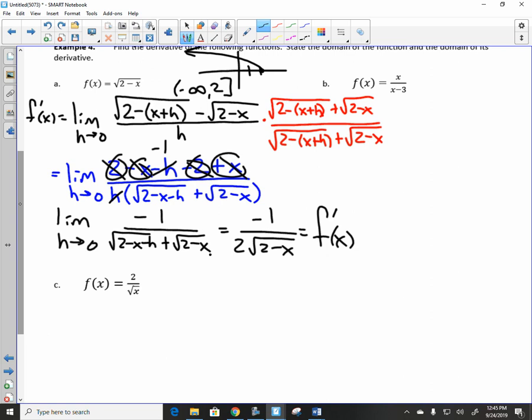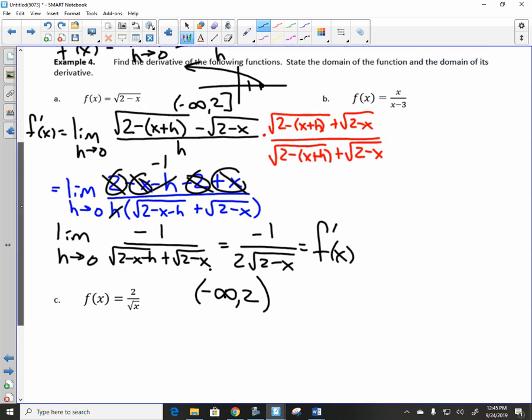So the domain is very similar to negative infinity to 2, but it's not negative infinity to 2 with a bracket. It's with a parenthesis. Why? You can't have 0 in the denominator. 2 would give you 0 in the denominator. See how similar those are? Furthermore, think about it, folks.